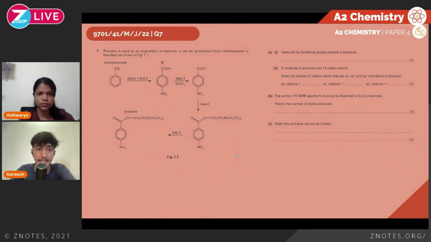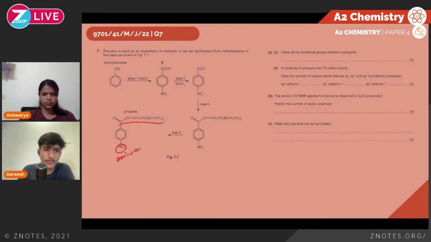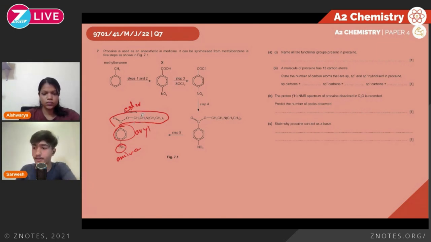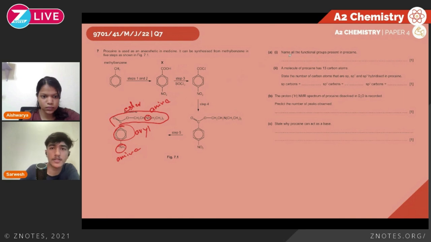Procaine is used as an anesthetic in medicine. It can be synthesized from methylbenzene in 5 steps. Name all the functional groups which are present in procaine. So where's procaine? Okay, so this is procaine. So what are the groups over here? An amine group. What is this? So this over here, you've got an acid part, alcohol part, ester, aryl group. And this is also an amine group over here. So you've got an amine group, you've got an aryl group, you've got an ester group. So these are the functional groups which are present in procaine.